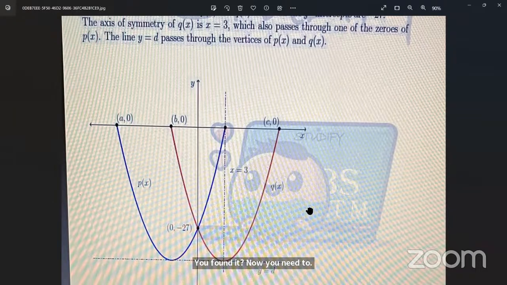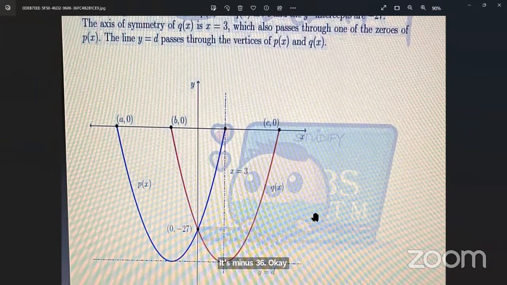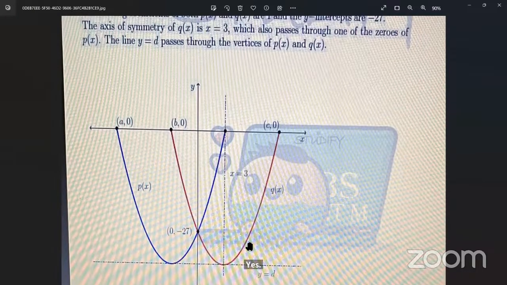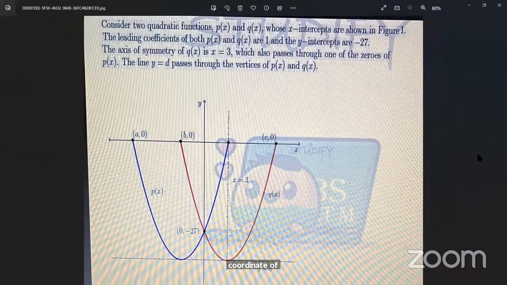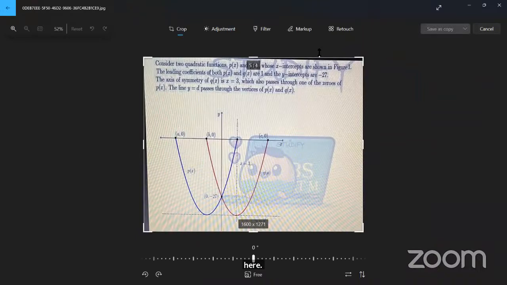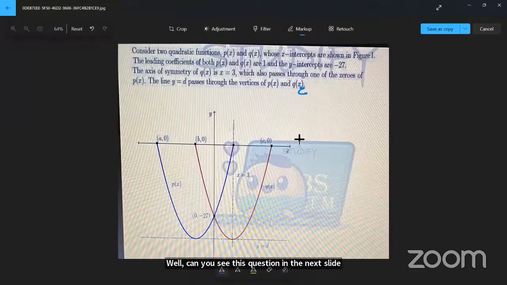Okay. Now whatever your p(x) is equal to, you need to find the solution of p(x) equals to what? Now you have one coordinate of this. So what do you need to actually find? Actually, my marker is not working here. Let me see if I am able to write. Sir, can you see this question in the next slide? Yeah. Now it's fine.